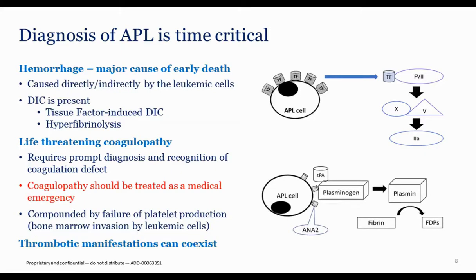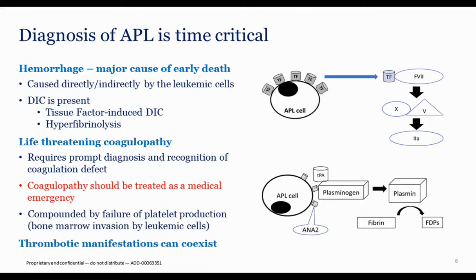Now, the diagnosis of APL is time critical. This is because hemorrhage is a major cause of death in these patients. These patients do present with DIC most often, and the DIC in these patients is caused directly and indirectly by the abnormal promyelocytes. If you look at the diagram on the right, here's an abnormal APL cell, and located on the surface are a number of molecules of tissue factor. So there's an overexpression of tissue factor on the surfaces of these cells.